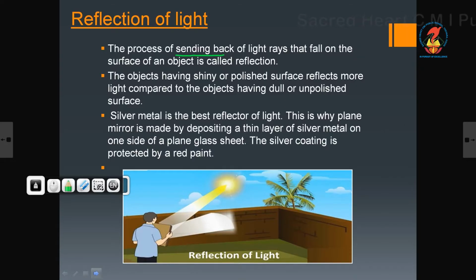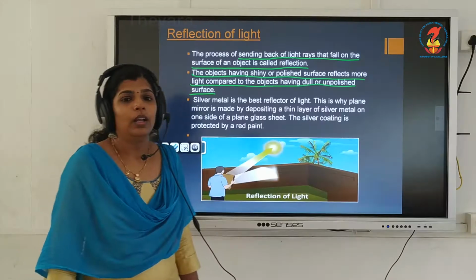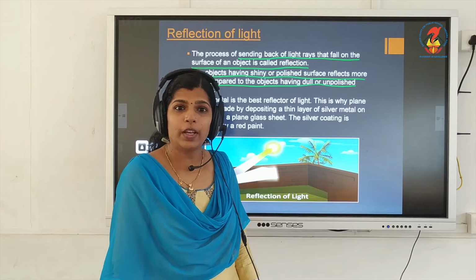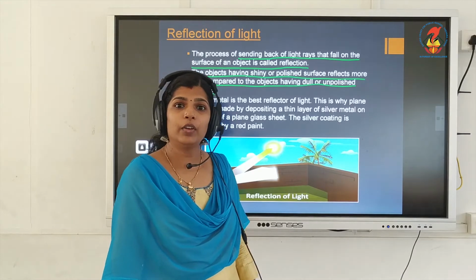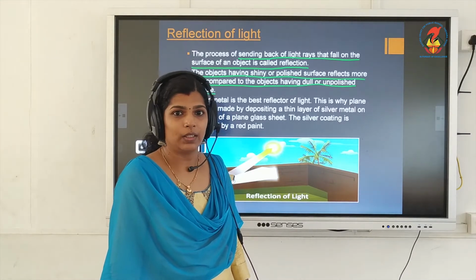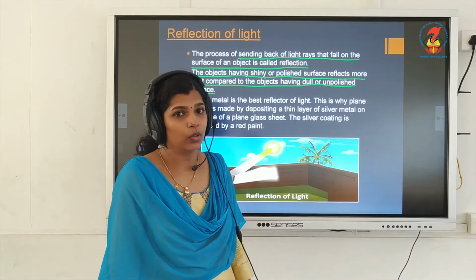The process of sending back of light rays that fall on the surface of an object is called reflection. The objects having shiny or polished surfaces reflect more light compared to the objects having dull or unpolished surfaces. If the surface of an object is very polished, then it will reflect more light.